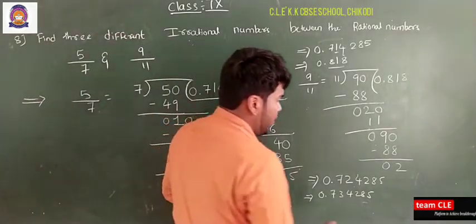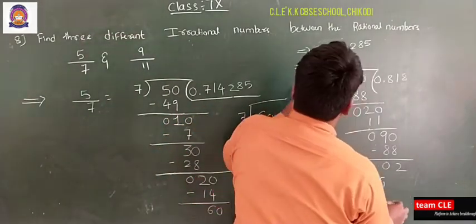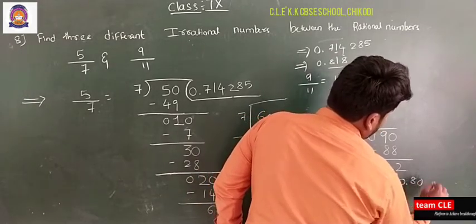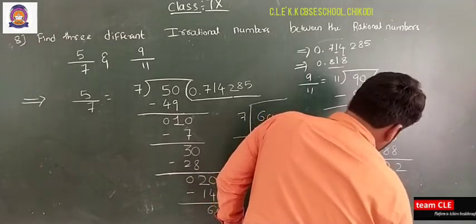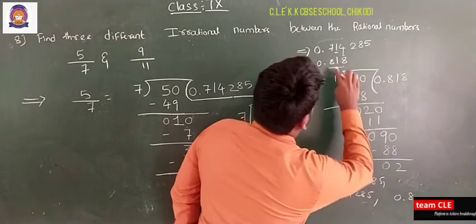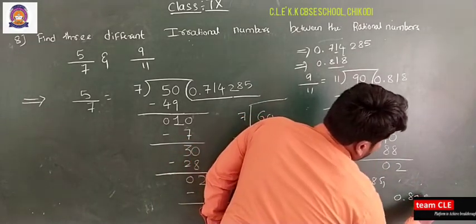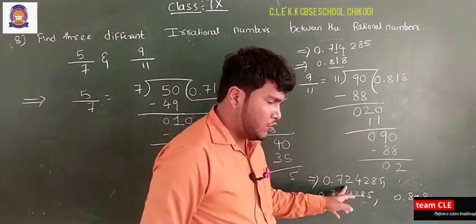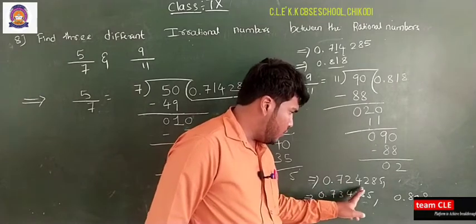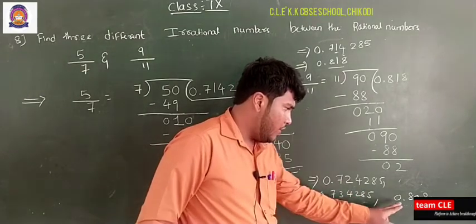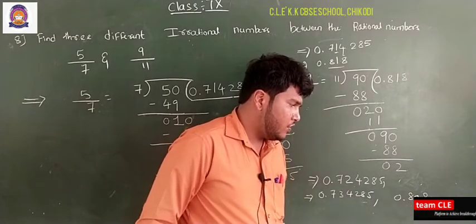One more, the last term, I will take 0.808. So these are the three rational numbers I include: 0.724285, then 0.734285, and one more, 0.808.